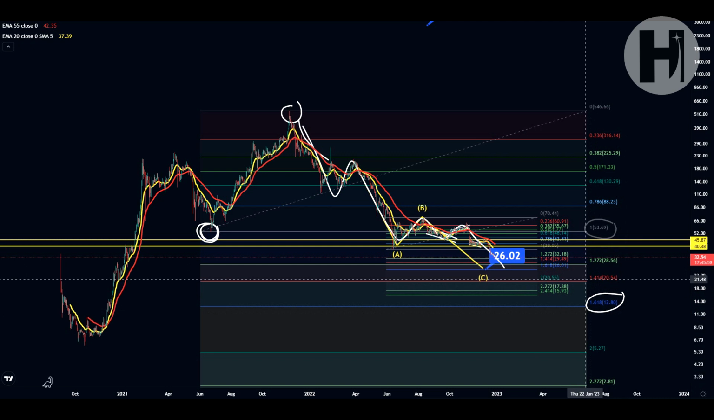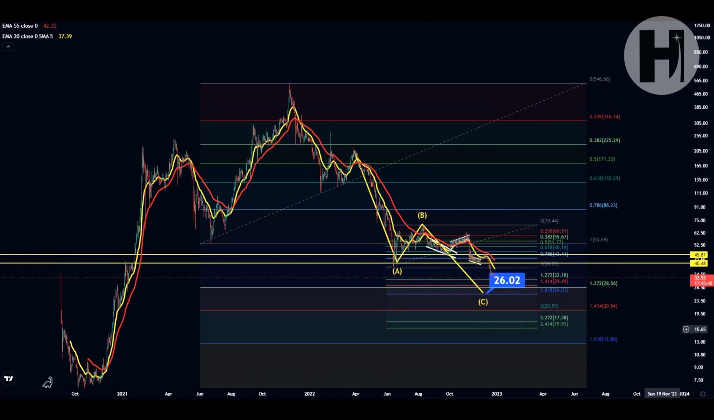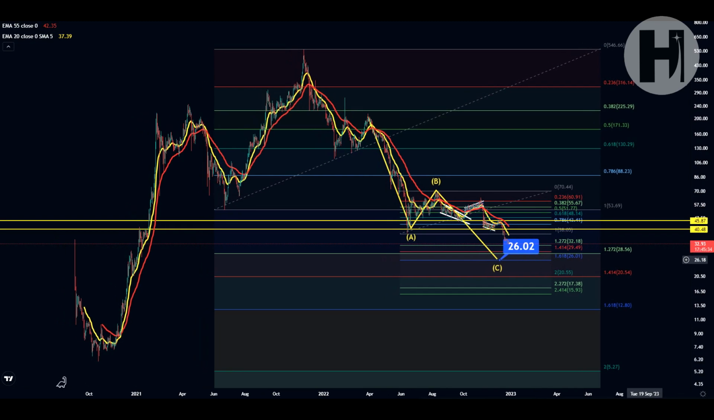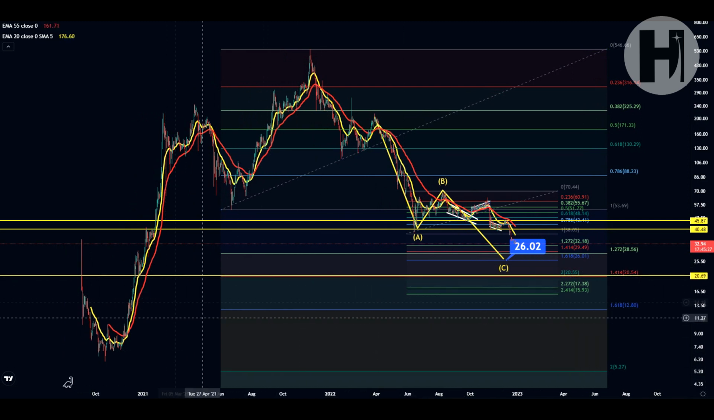And I'm not saying that that's going to happen 100%. I'm just saying that statistically, that's what happens. So that is our technical target currently at $12.80. However, we obviously can be held up by any of the upper levels here. So the 1.414 Fibonacci at $20.54, the 1.272 Fibonacci retracement level at $28.56. Now notice how these Fibonacci retracement levels align perfectly with previous local lows.